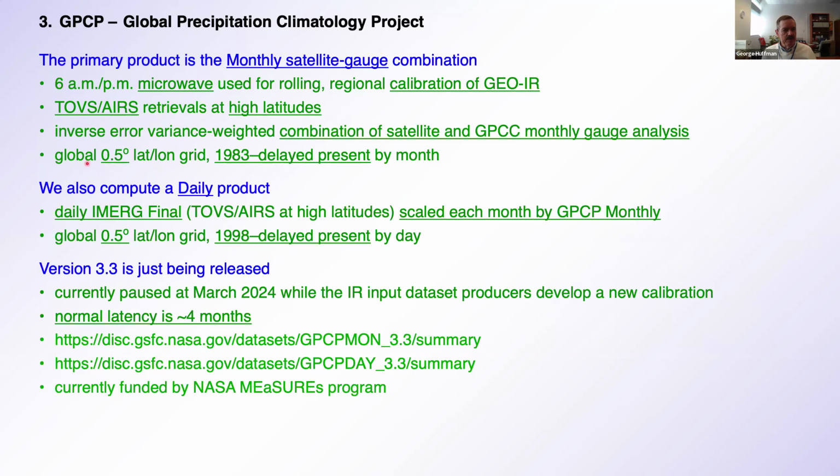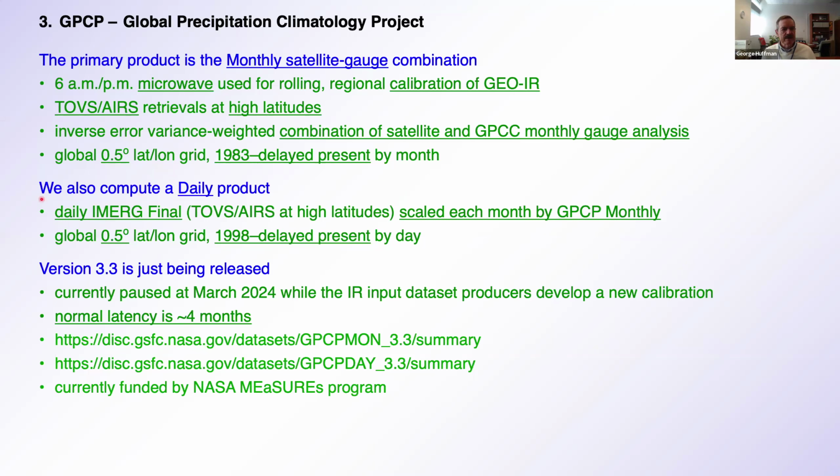The current GPCP is at half-degree lat-long grid starting in 1983. We're actually hung up in March of 2024 right now because the input data set, the IR data set, is waiting for a new calibration scheme to move forward in time.